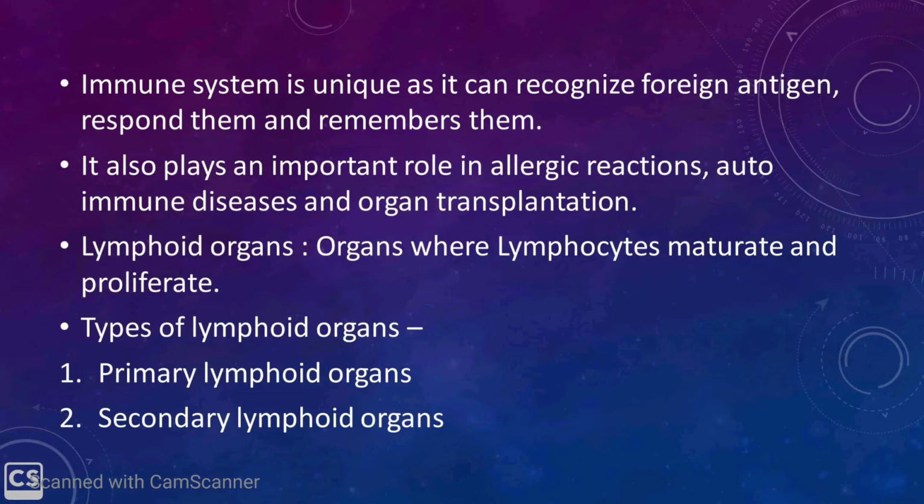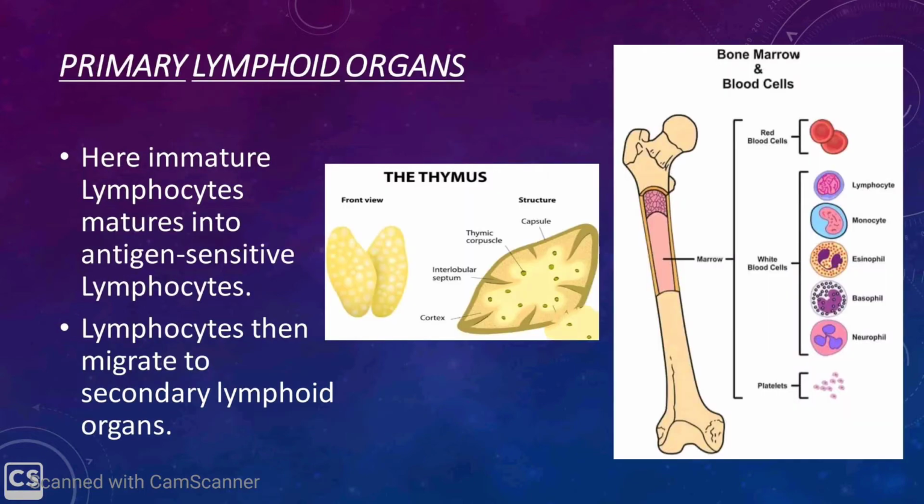Lymphoid organs are the organs where lymphocytes originate, mature, and proliferate. The primary lymphoid organs are bone marrow and thymus. Here, immature lymphocytes mature into antigen-sensitive lymphocytes. Lymphocytes then migrate to the secondary lymphoid organs.